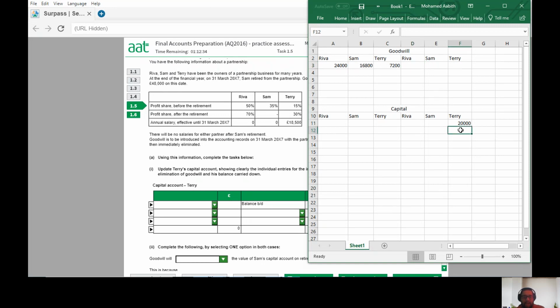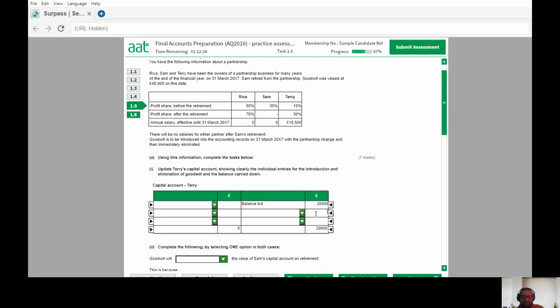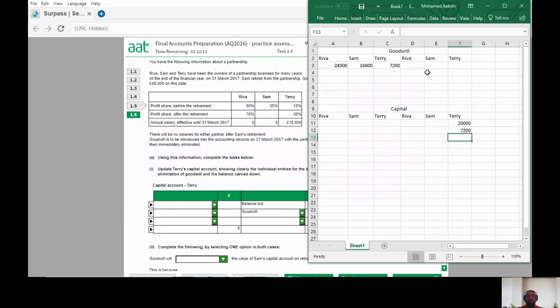So Terry's account will have £7,200 on the credit side, stating this is the goodwill account. So here, let's say 7,200, and we'll say this is going to be coming from the goodwill account. Okay. The next one, when the goodwill is written off, Sam will not get a new rate.